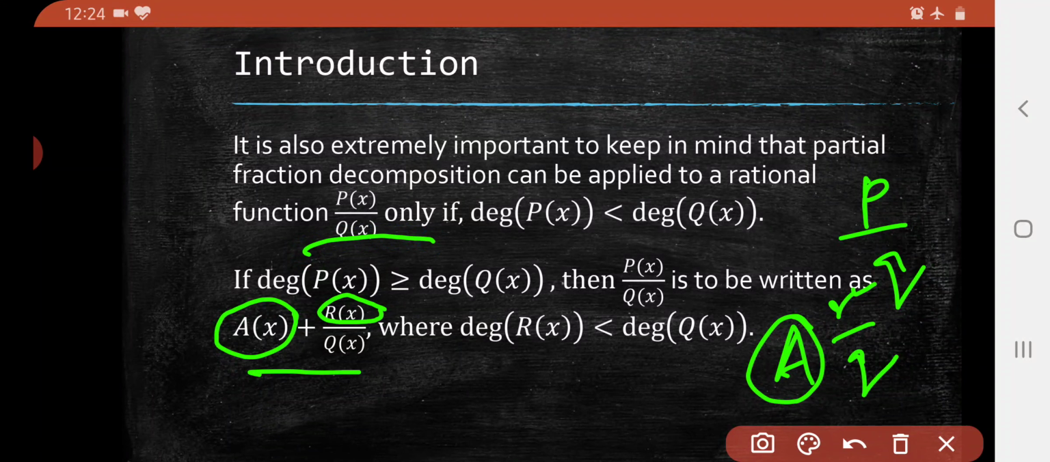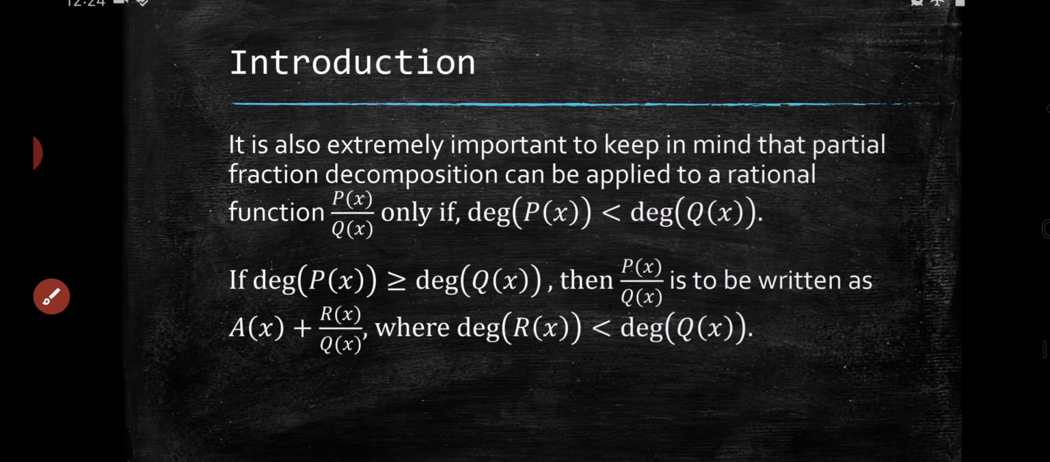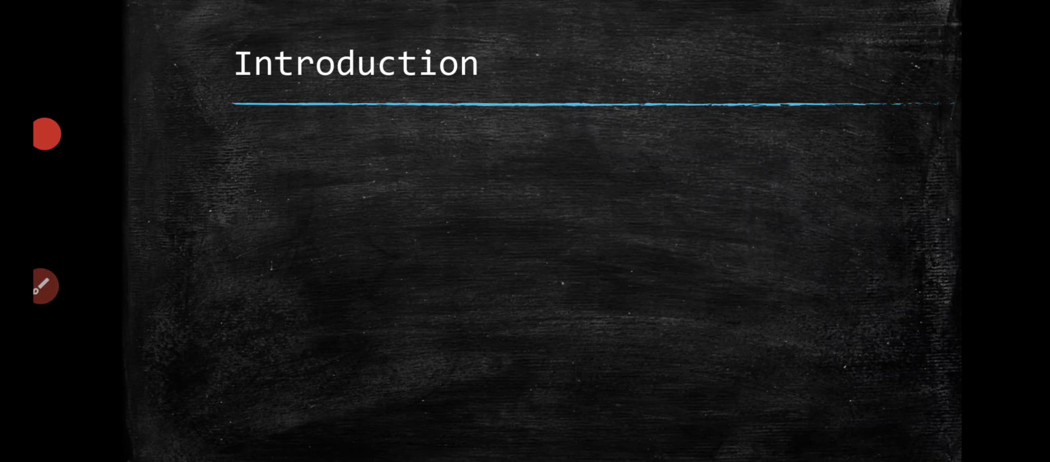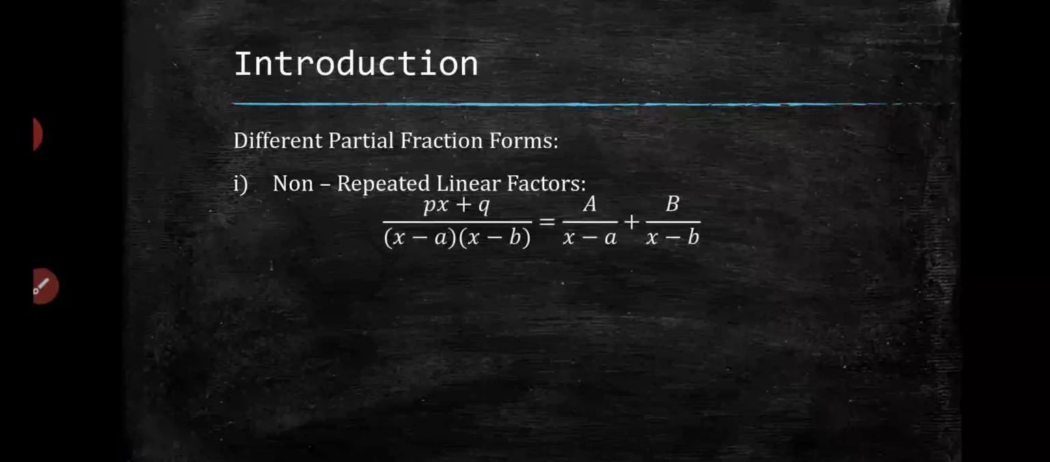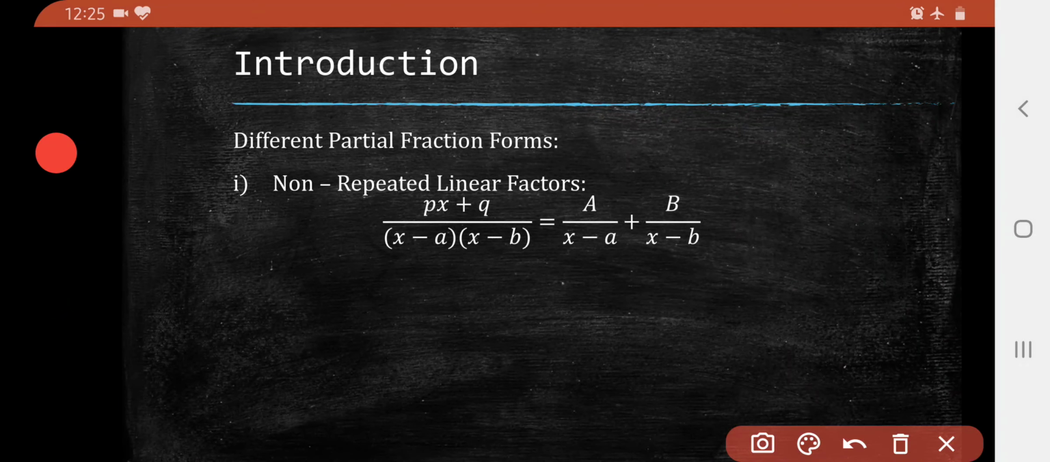Fine. So now let us move to the different types of partial fraction that we have. The first one being non-repeated linear factors. So if we see that the denominator of a rational function is having non-repeated linear factors, something like this, x minus a, x minus b, it can go on up to x minus anything. So in that case, what we do, we divide the rational function into constituent partial fractions, where the numerator of each partial fraction will be a constant, something like this.